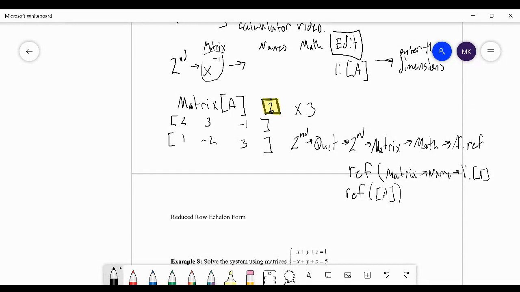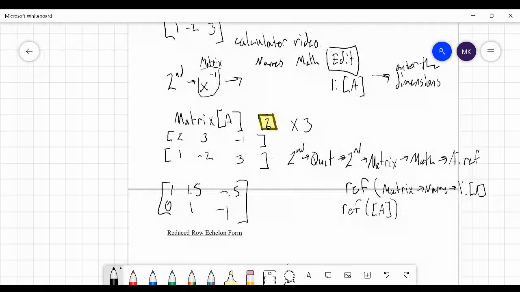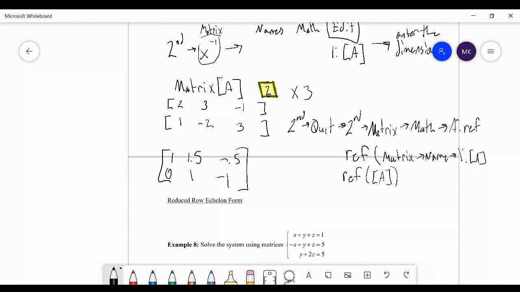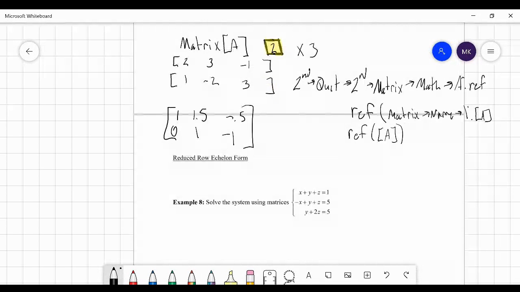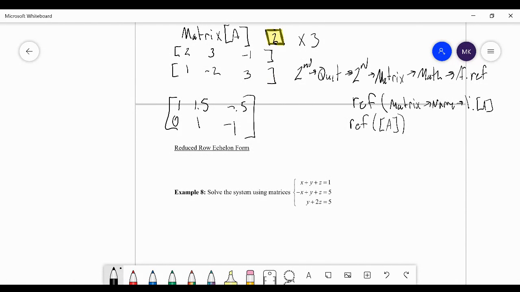And what that's going to give you is your row echelon form: 1, 1.5, negative 0.5, 0, 1, negative 1. And that is our row echelon form. Now that's great because then you can use that to back substitute and go through and solve. But I want to do better than that.